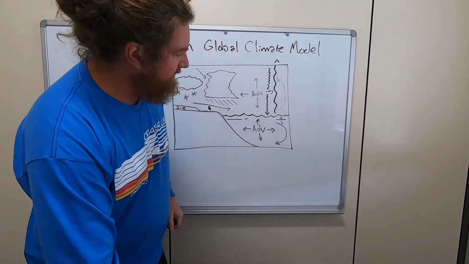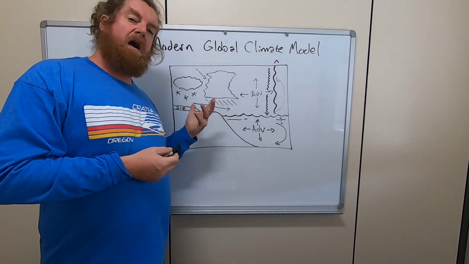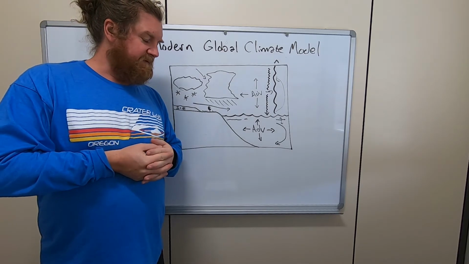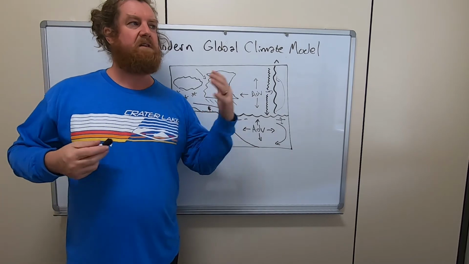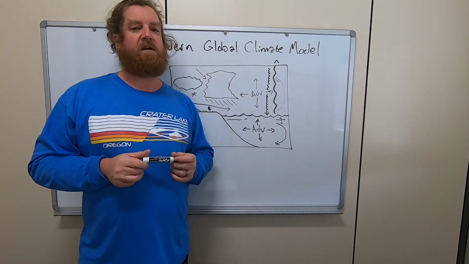An important thing to keep in mind is that this is young, right? We really started running these computer models in the 1950s. The first really successful, fairly long-term modeling of the climate started in the early 1970s.